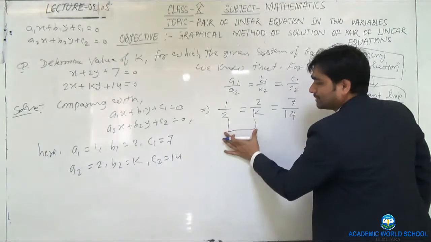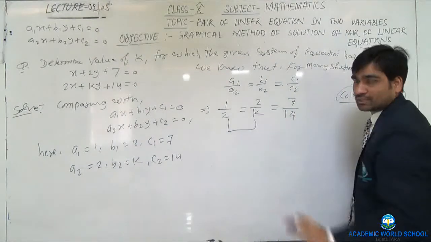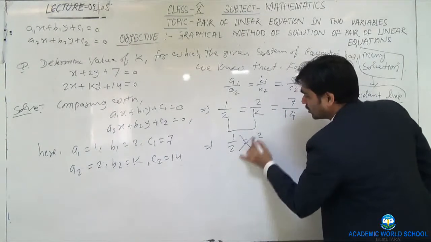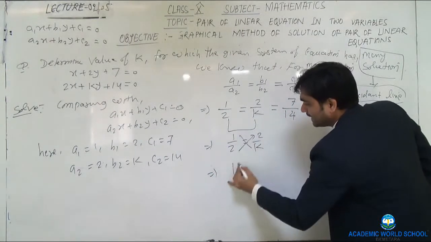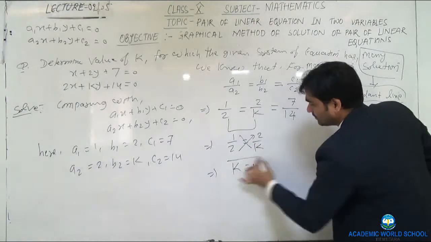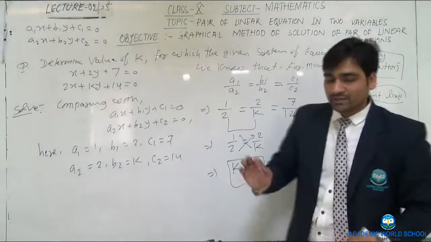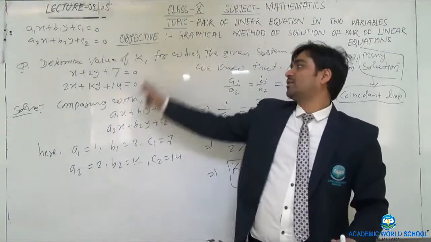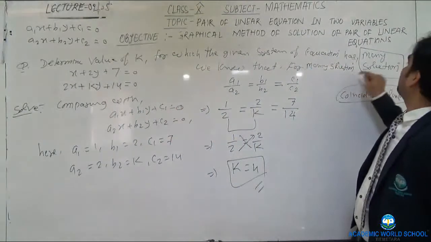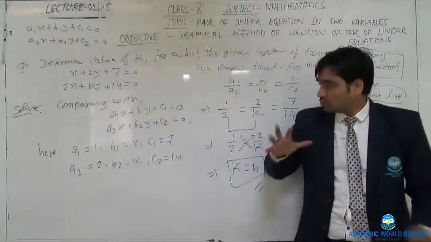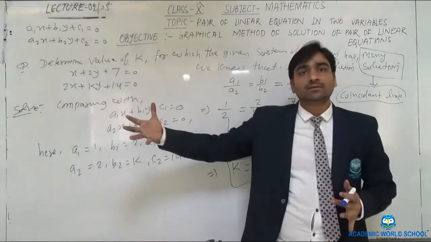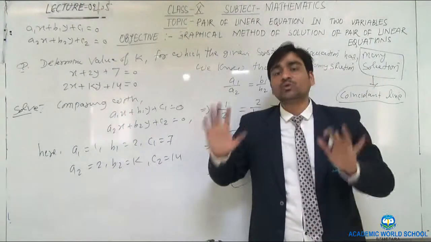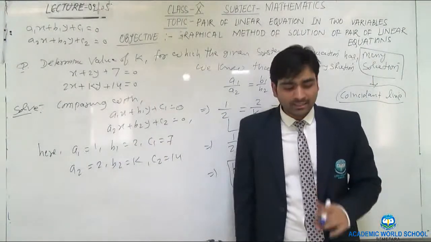So either you can solve this pair or this pair, and then you can get the value of K. So 1 upon 2 is equal to 2 upon K. Then cross multiply: 1 into K, K is equal to 2 twos are 4. That means if the value of K is equal to 4, this pair of linear equations has many solutions. So all this depends on the condition. No solution and many solutions, this condition you have to know. Then you can solve the questions.